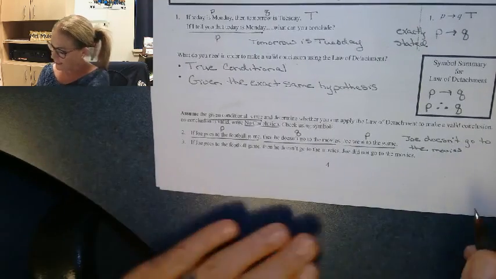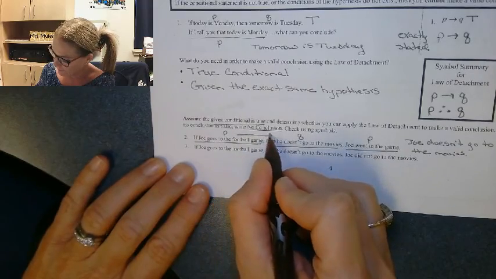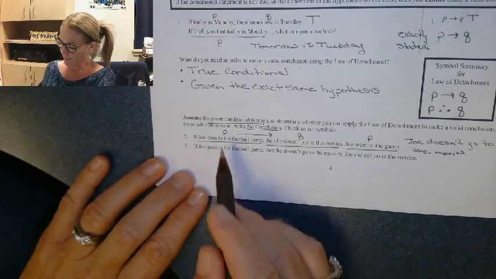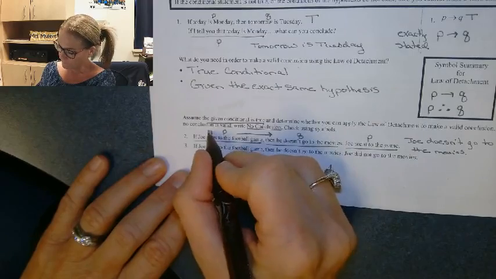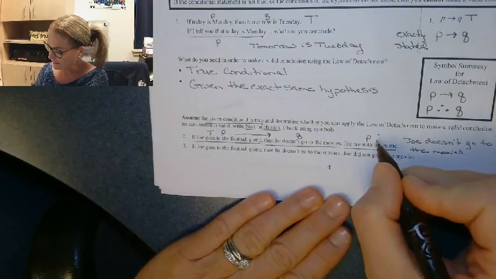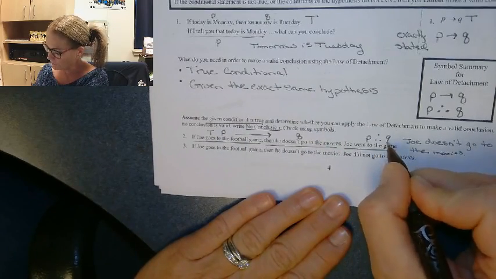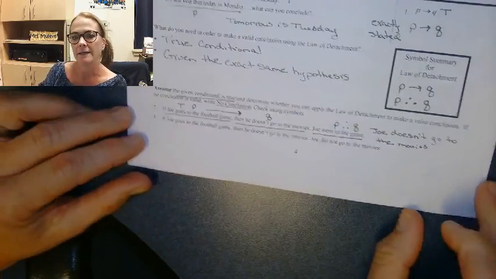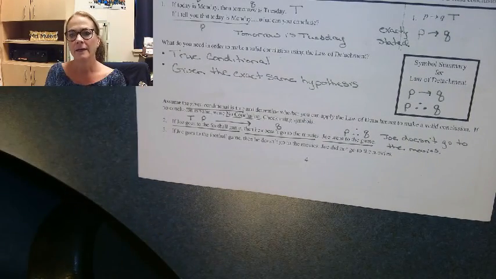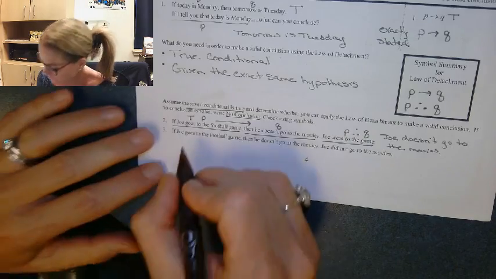Okay, so we can use our symbols here. I'll basically do it up here because I don't have much room. I've got this as true. We're given P, so we can say therefore Q. All right, so the second one, if Joe goes to the football game, then he doesn't go to the movies. That's the same, if P then Q, so this is true.